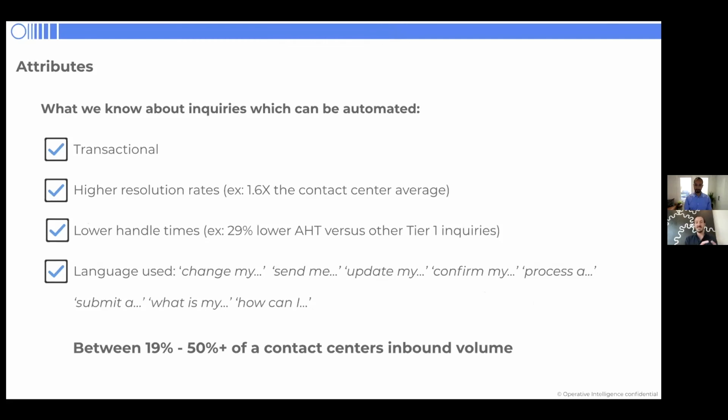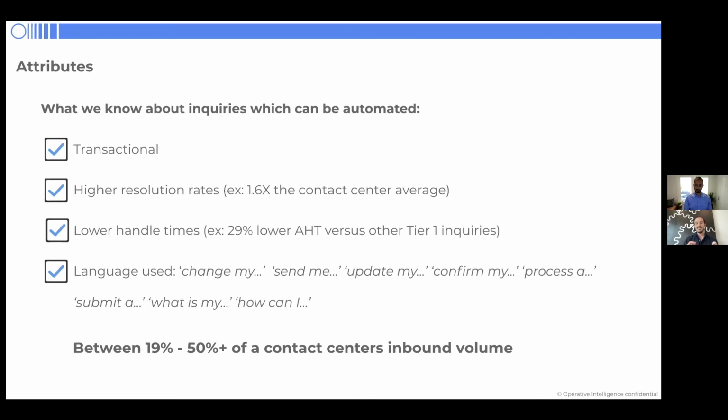One is what the data tells us. If you were to look at your data set, if you're able to break down all of your inquiries and you knew the handle time and the resolution rates, transactional inquiries have higher resolution rates. That probably intuitively makes sense. 1.6x the contact center average. That's from a recent example that we pulled in for this presentation. Lower handle times. So 29% lower AHT versus other tier 1 inquiries. That's from another recent case study.